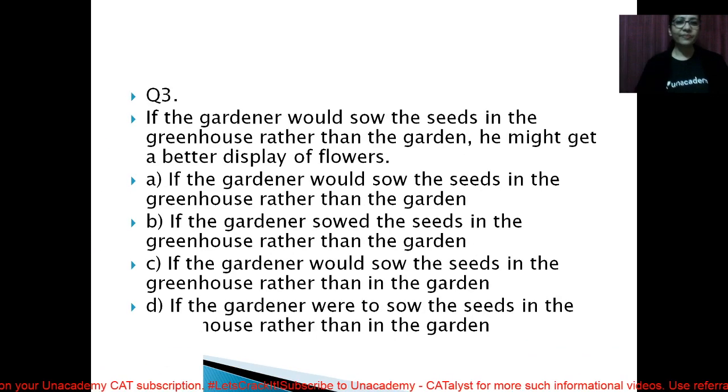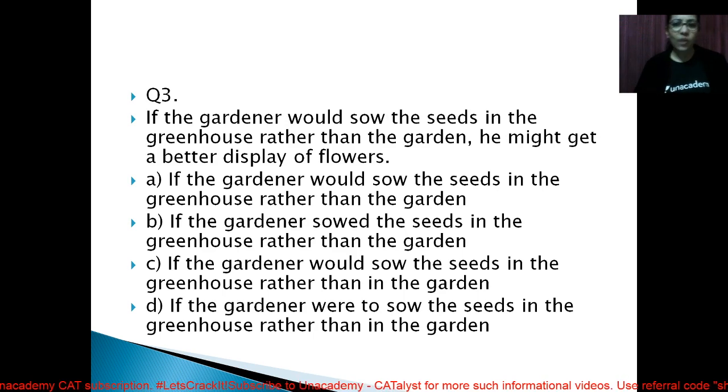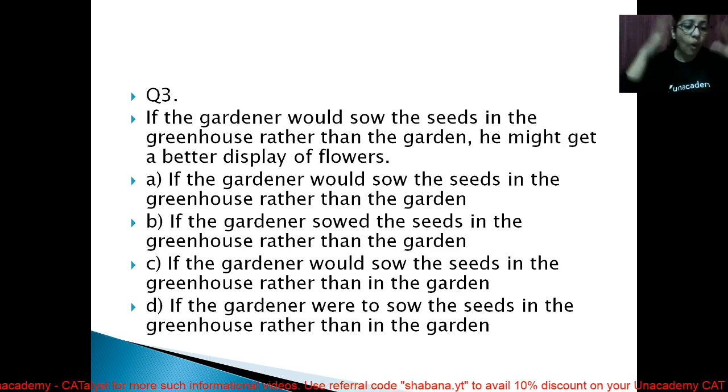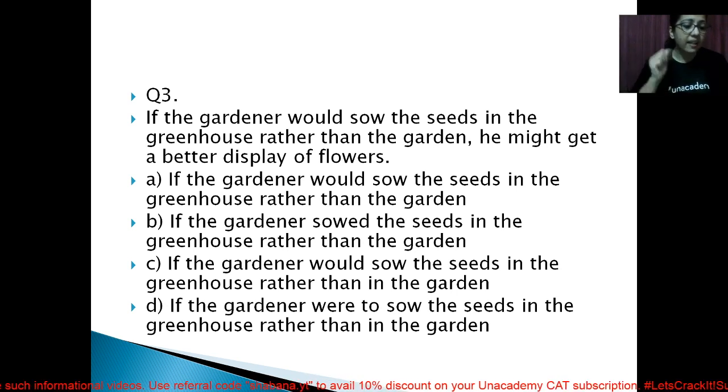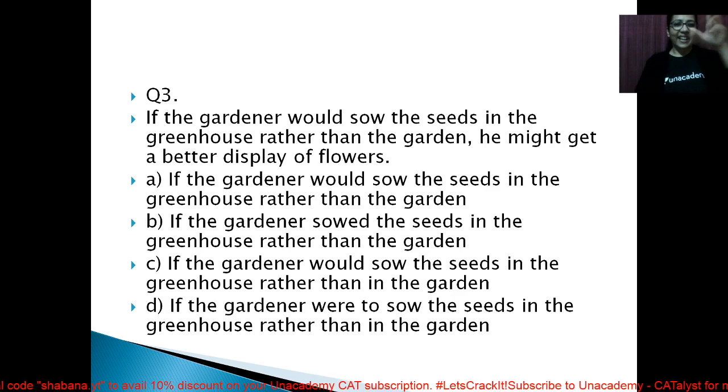Okay. Number three. What is this? Okay, this looks like a sentence correction thing. If the gardener would sow the seeds in the greenhouse rather than the garden, he might get a better display of flowers. Now, to oversee, to kind of, you know, like us pe nazar rakhna, koi cheez pe monitor karna. I have appointed Masira as the class monitor to oversee the activities of the other noisy children. Got it? Okay, fine. Now take a look at number three.